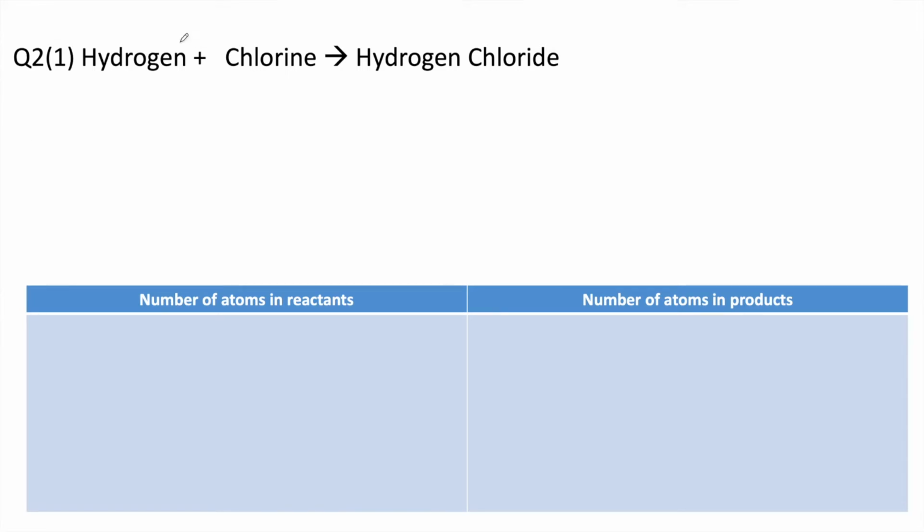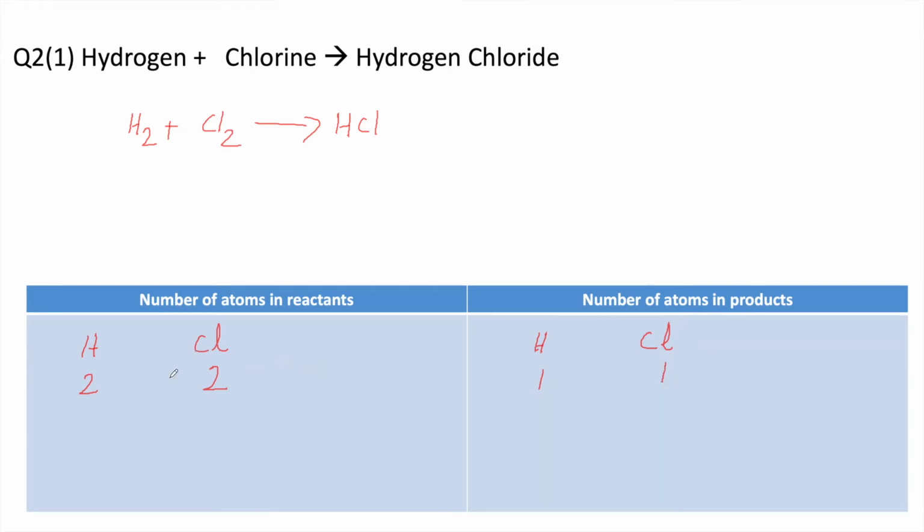First we will write the chemical equation for this. This is just a statement, so we should make it as hydrogen plus chlorine gives hydrogen chloride. Now we can write the atoms here, hydrogen and chlorine. Here also the same, hydrogen and chlorine. Hydrogen it's 2 here, chlorine it's 2. In the product side, hydrogen it's 1, chlorine it's 1.